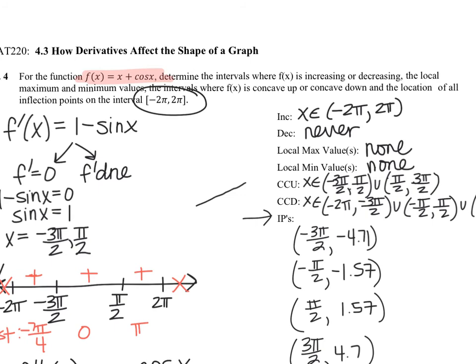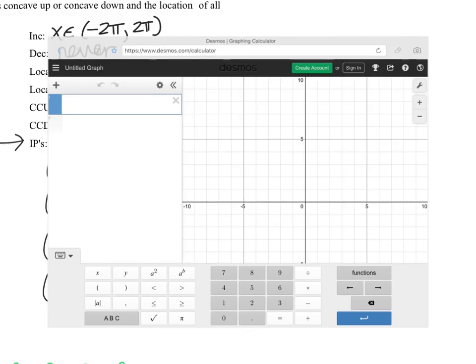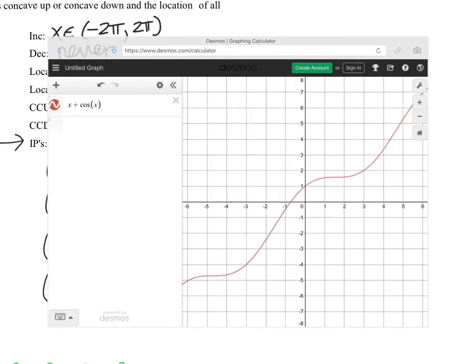So the very last thing I would love for you to do is to grab out your graphing calculator or open up Desmos and actually graph the original curve. And let's take a look at the graph and see if the graph corresponds with what we have for our analysis here. So I've used Desmos here to graph x plus cosine x. I chose a window from negative 2 pi to positive 2 pi, and a y value range from negative 8 to positive 8, just so I could check this out and see if it correlates with what we've had so far.